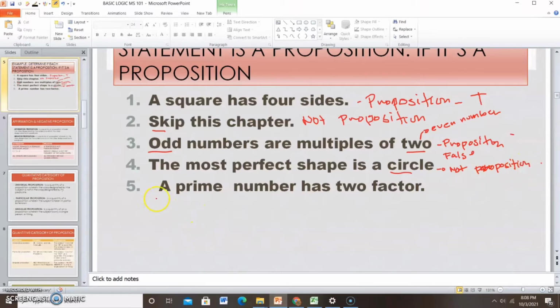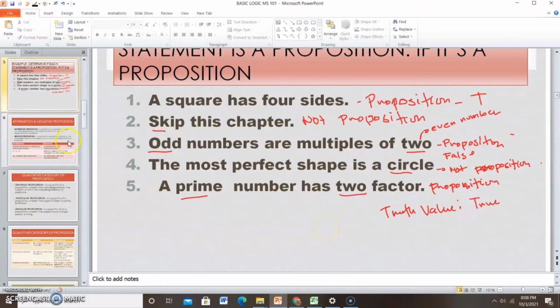And last, number 5, a prime number has 2 factors. In number 5, it is a proposition because it implies truthfulness, and the truth value is true. A prime number has exactly 2 factors, starting with 2.